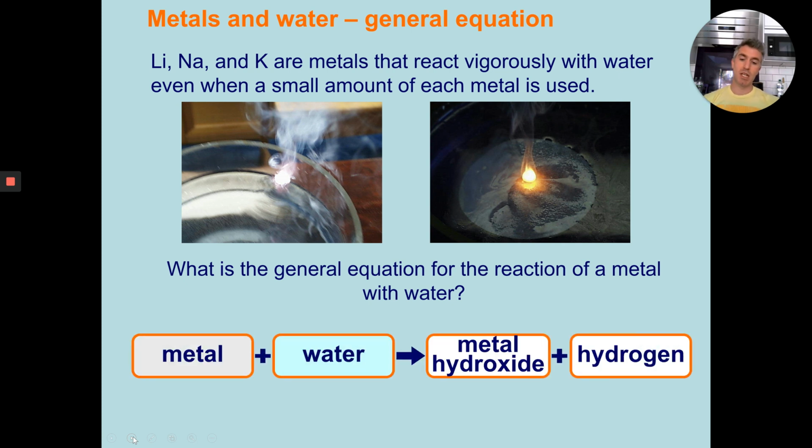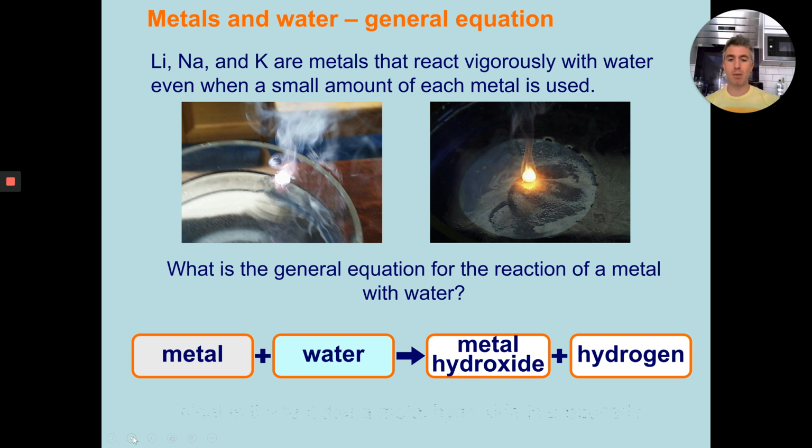The general equation is you have a metal, you put it in water, and it turns into a metal hydroxide and hydrogen. How do you know it's hydrogen? Squeaky pop test, yes, well done. Obviously, when it says metal, it's not just any metal, it has to be an alkali metal. That's the general form of the equation.